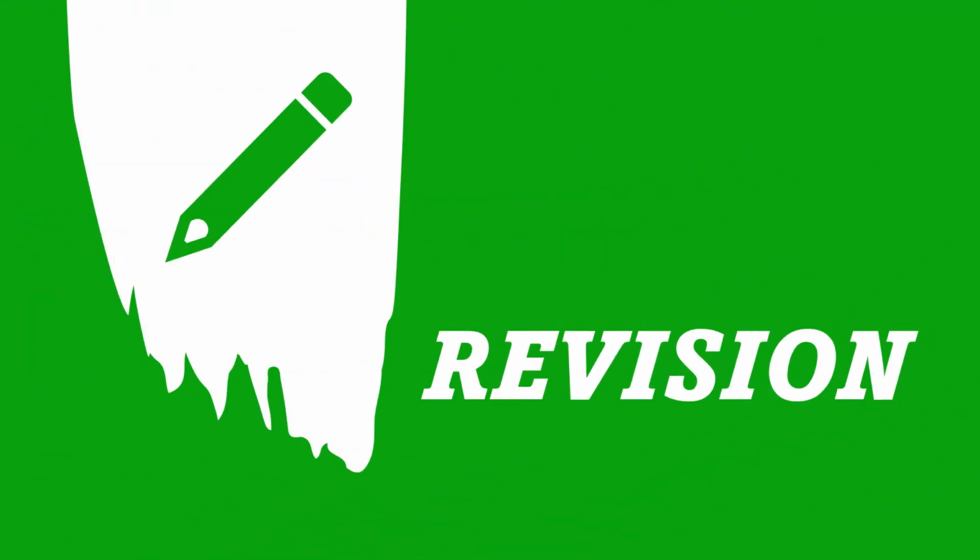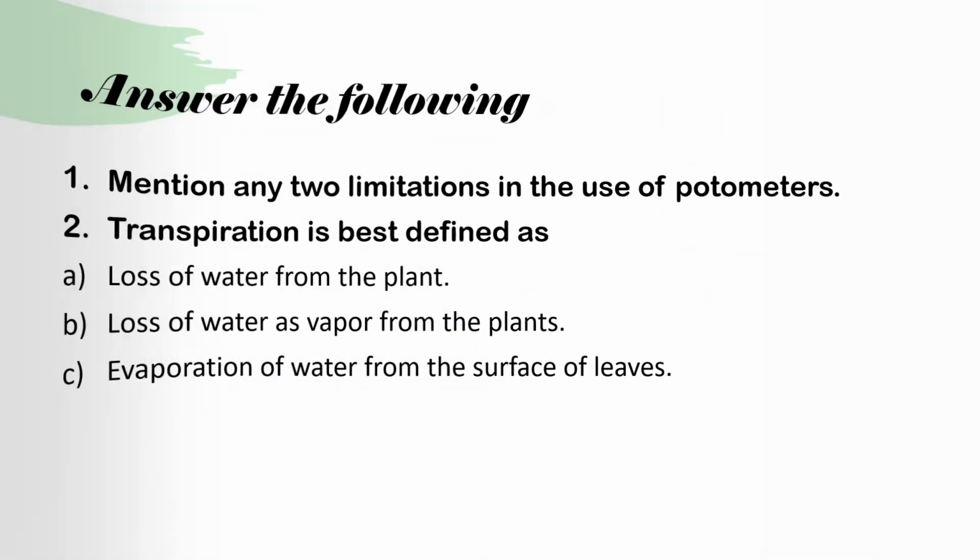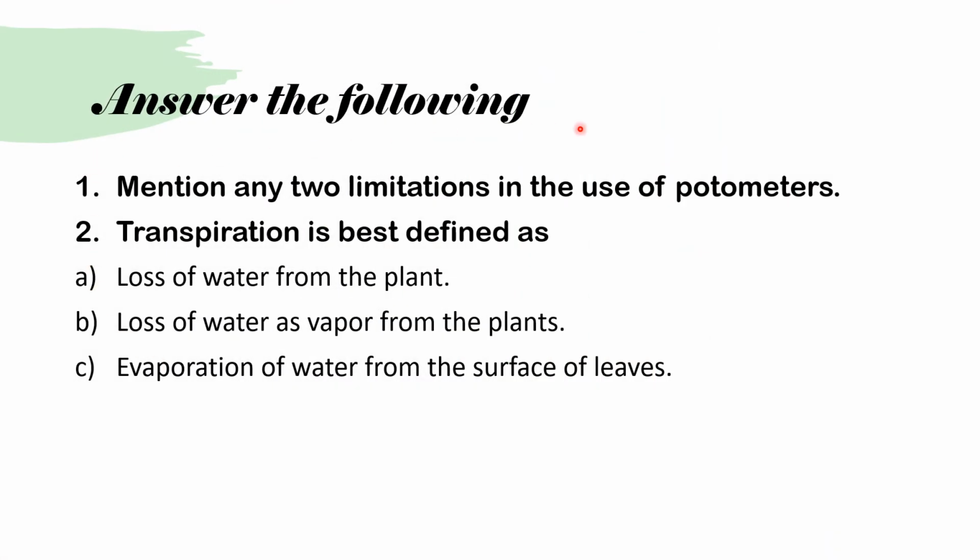Revision. Answer the following. First question, mention any two limitations in the use of potometers. First one, introducing the air bubble is not very easy. That is the first limitation. Second one, the twig may not remain fully active or fully alive for a long time. These two limitations you can write here.